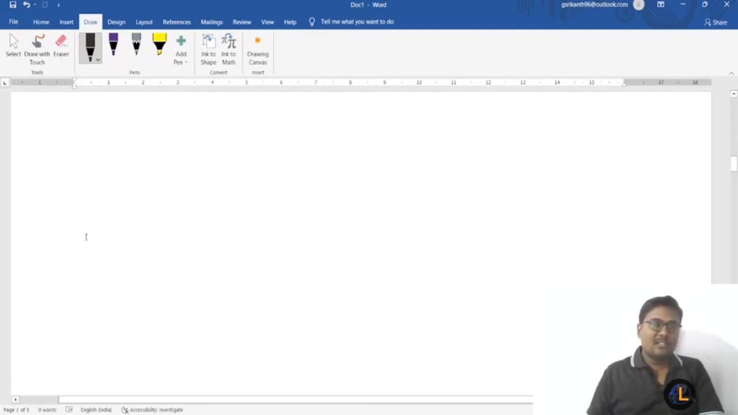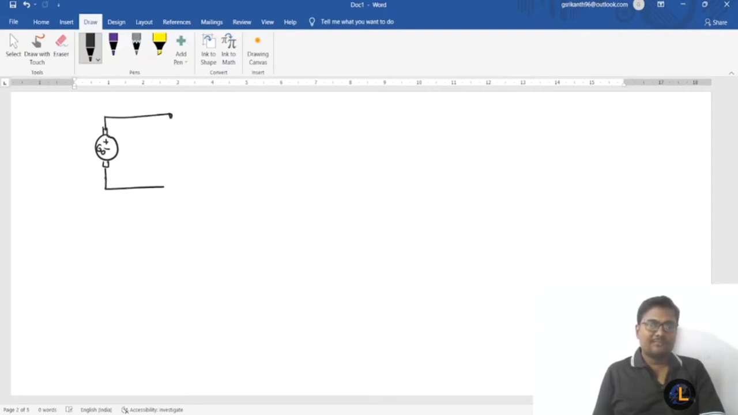The back EMF has the opposite polarity to the supply voltage, only then will the opposition occur. This is the supply voltage, and the current drawn from the supply is called the line current. The current flowing through this one is IA. Okay, and if you apply KVL to this loop, the armature consists of an internal resistance.